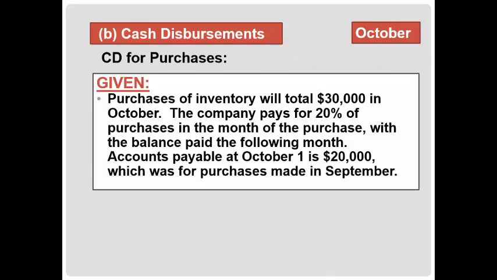I remind you of what we were given. Purchases of inventory will total $30,000 in October. The company pays for 20% of purchases in the month of the purchase, with the balance paid the following month. And they do give us accounts payable at October 1st is $20,000. So we're going to have to figure out, of these amounts, how much is going to be paid during the month of October.